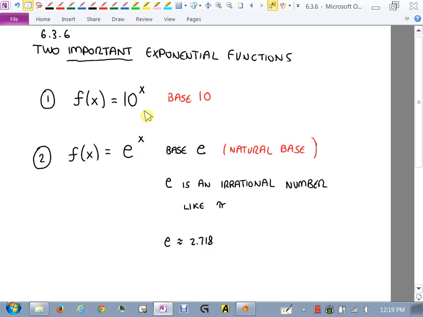So if I were to ask you to graph both of these, would these be exponential growth or exponential decay? They'd be growth, right? Both of them would be growth because the base on both of these is bigger than 1.